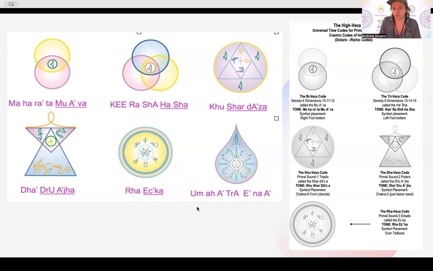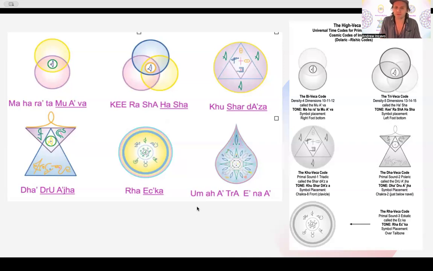Next, we have the Tribeca code, which is from DU5, so density 5. So it's dimensions 13, 14, and 15. What's important about dimensions 13, 14, and 15 is they're non-polarized. So if you truly want to clean your field with literally non-polarized light, you're going to be using that Tribeca code. And it's called the Ha Sha. The mantra for it, or the toning for it, is Ki Ra She Ha Sha, because the capital A is an A sound. So Ki Ra She Ha Sha. And the symbol placement for that is the bottom of your left foot.